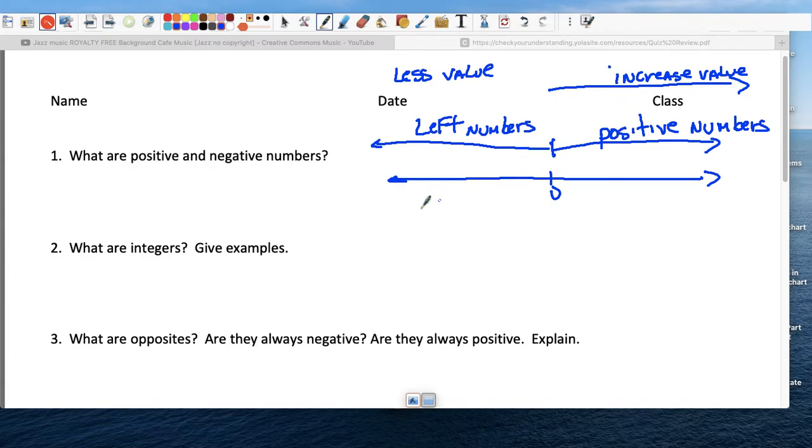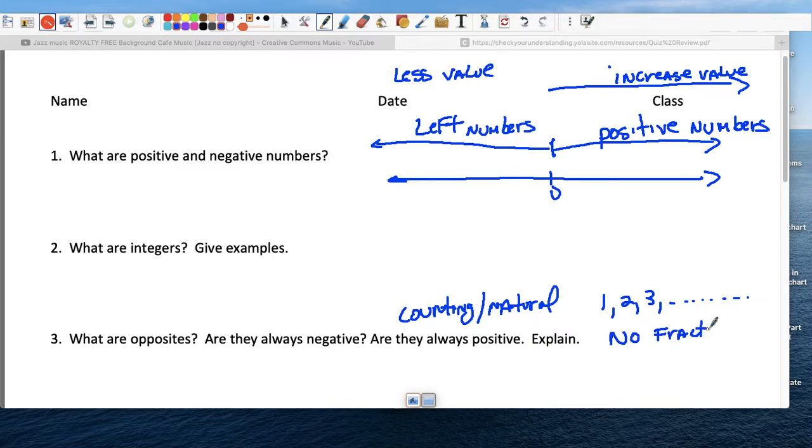So just a little definition here. What are integers? Well, remember your smallest set, right? Your smallest set were the counting numbers, or your natural numbers, right? And they were 1, 2, 3, etc. And you can count forever and ever, but they don't include any fractional parts. No fractional parts, and also no decimal parts, right? So that was our smallest set.